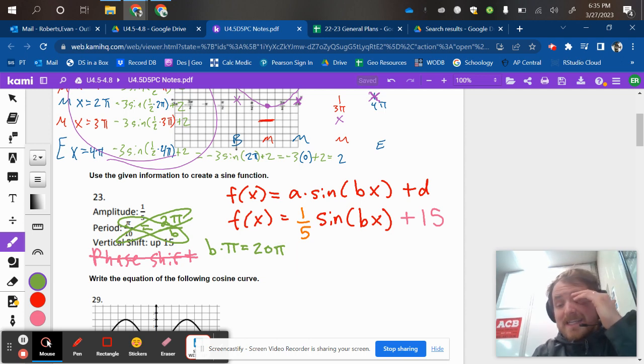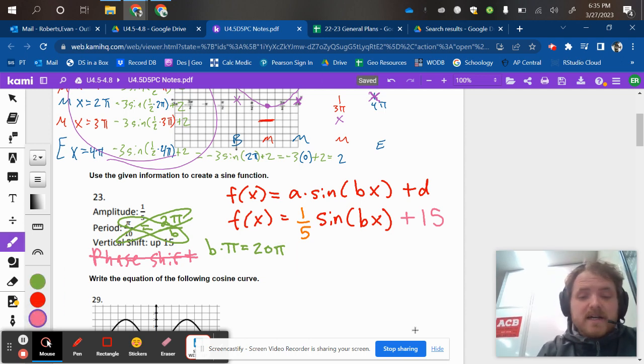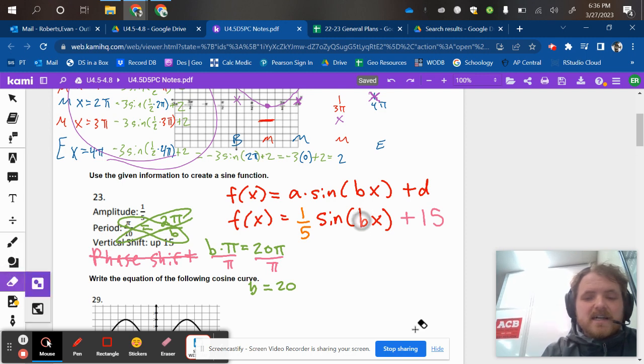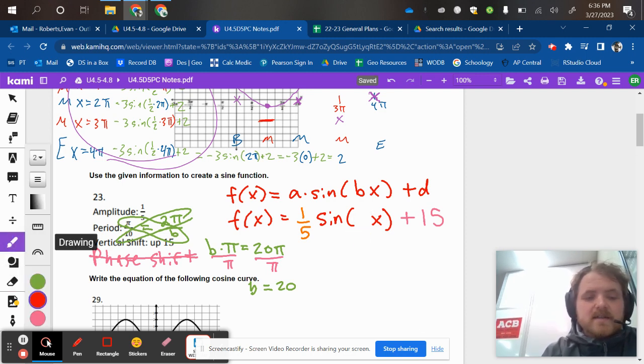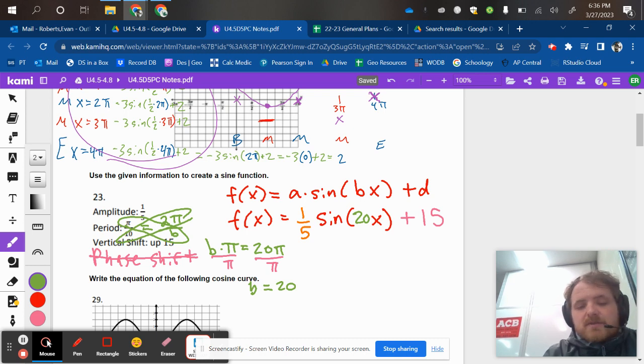From there, I would try to get b all by itself, so I would divide by pi on both sides, leaving me with b equals 20, giving me my final answer of f of x equals 1/5 sine of 20x plus 15. The important thing to notice is that there is not a phase shift yet, and there was no reflection because there was no negative out front.